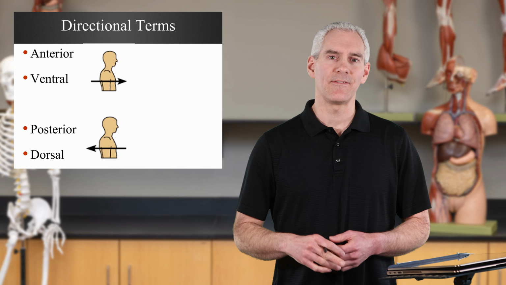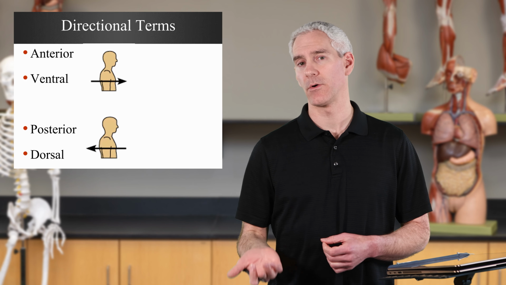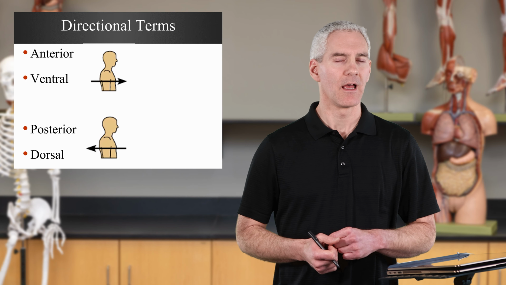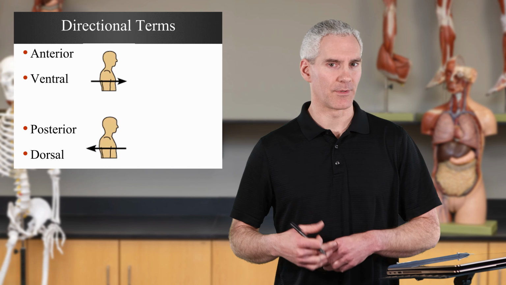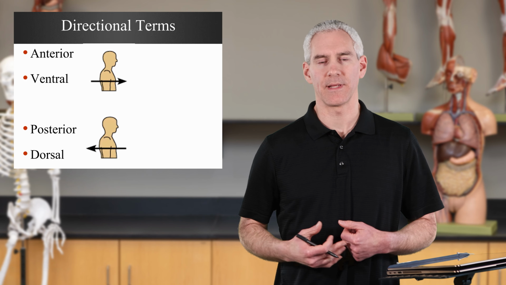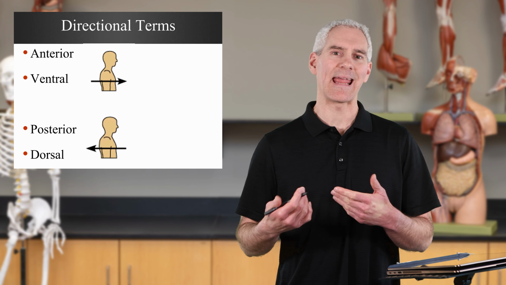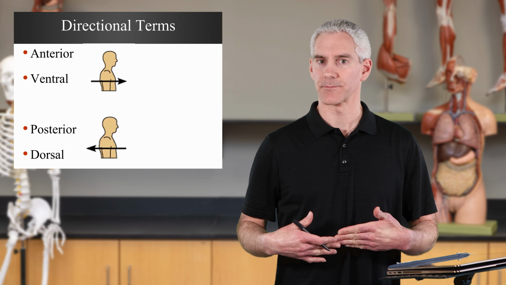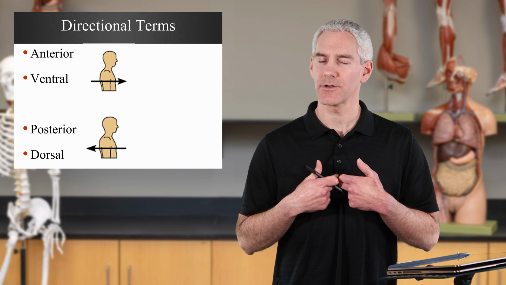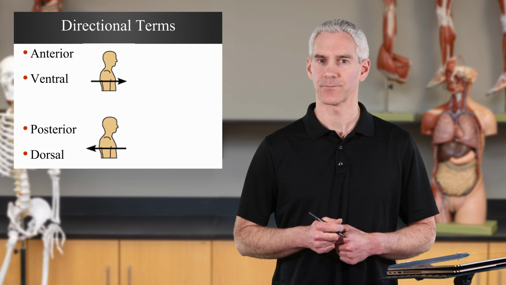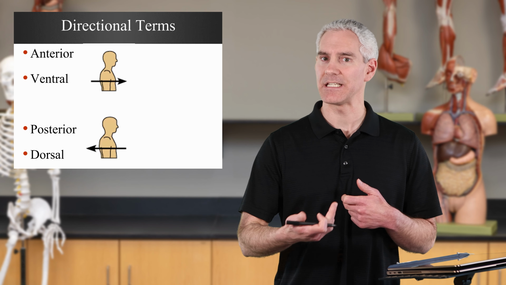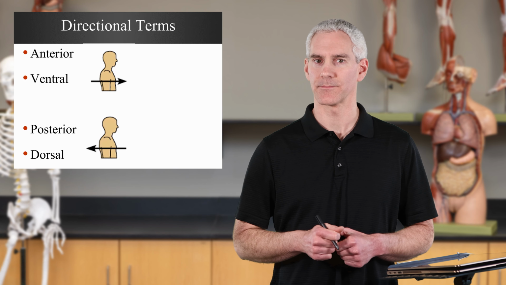The next ones we have are anterior and ventral, and posterior and dorsal. The top two grouping and the bottom two grouping are kind of synonyms for humans. There are subtle differences, but for most purposes, we'll use them interchangeably. The term anterior means towards the front. You could say that the sternum, this bone right here, is anterior to the heart, which is behind it. You could say your heart is anterior to the vertebrae, which are along your back.